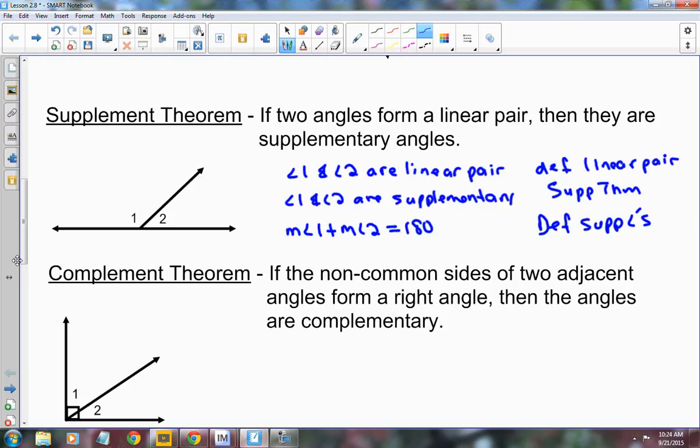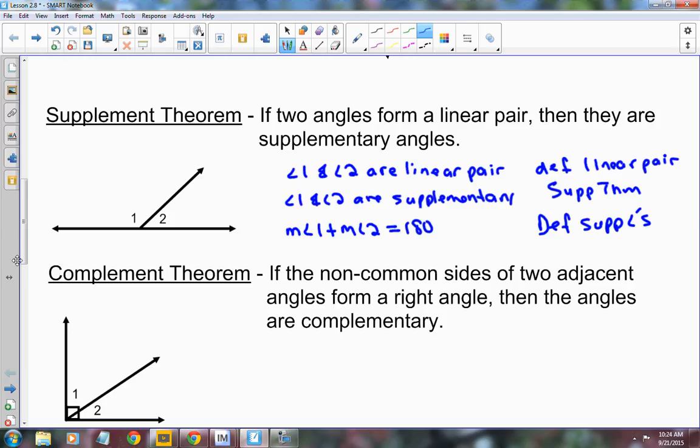And what I'm showing you here is that, when you're doing a proof, there's a certain order in which things have to happen. You can't go from the fact that angle 1 and angle 2 are a linear pair to that their measures equal 180. You have to first state that it's supplementary, okay? And then you can state they add together to equal 180, okay? So there's kind of an order of things that needs to happen.